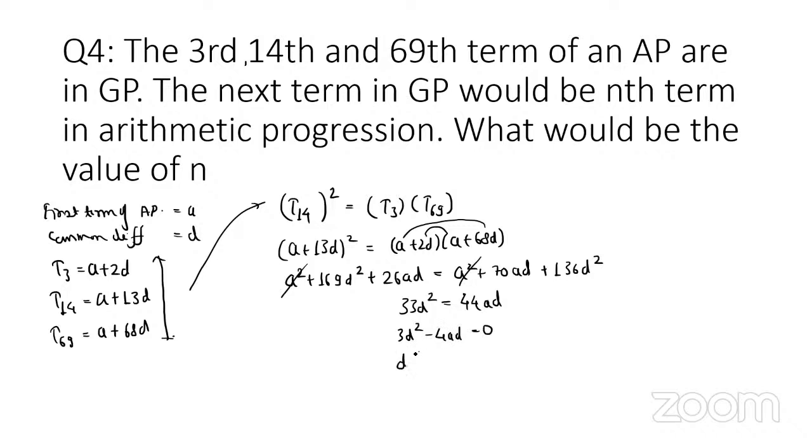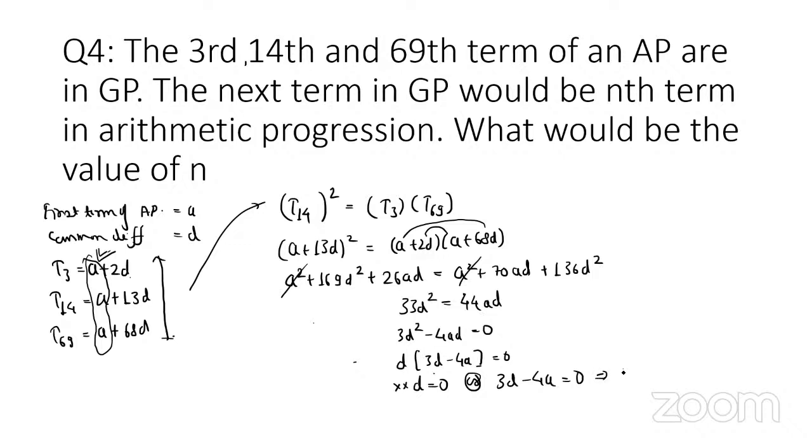Now, if we take d as common, we get d times 3d minus 4a equals 0, right? So, guys, we can say either d equals 0 or 3d minus 4a equals 0. But we all know that d cannot be equal to 0, because d is a common difference. If d becomes 0, all the terms of the AP will be the same, and obviously they will form a GP, so that will not make much sense for the solution. So the common difference should not be 0, and 3d minus 4a should be 0.